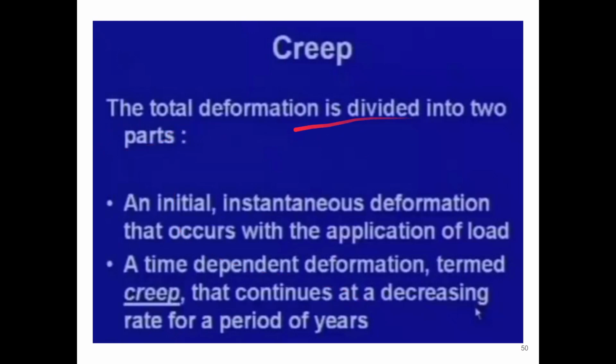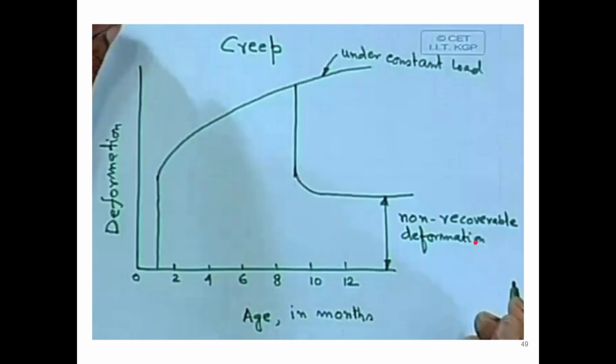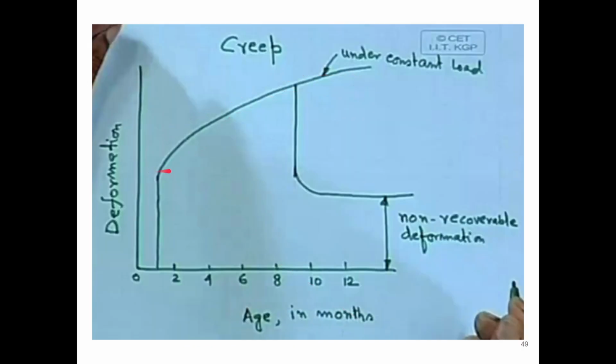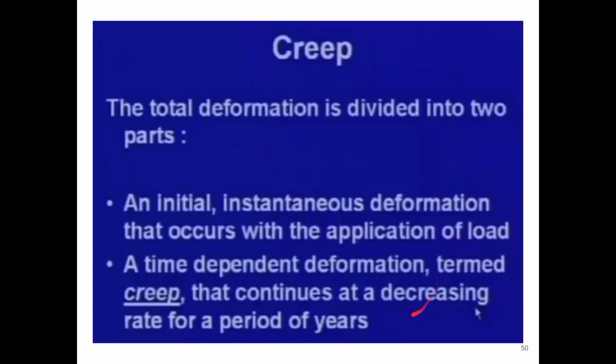The total deformation is divided into two parts. An initial instantaneous deformation that occurs with the application of load, which we discussed just now, and the second is the time dependent deformation, that is the creep, and it continues at a decreasing rate for a period of years. So this is a time dependent deformation, and it is decreasing in nature, the slope is decreasing. It will continue to decrease with the increase in time period. So this is basically the creep.